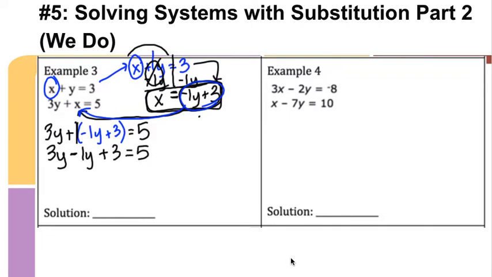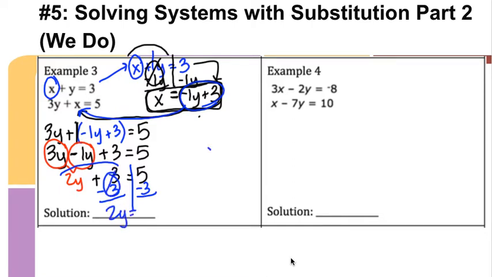equals 5. I see some like terms, 3y, negative 1y, or 3y minus 1y, and those together make 2y plus 3 equal to 5. I want to get rid of anything that I can make a zero pair with on the side of the variable, so I'm going to get rid of this positive 3. This makes a zero pair, so now I've got 2y is equal to positive 2. I divide by 2, the inverse operation of multiplication, and y is equal to 1.